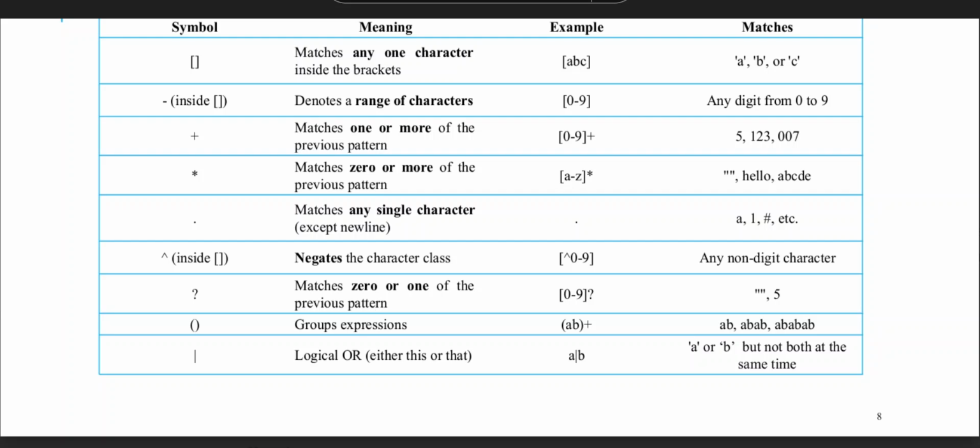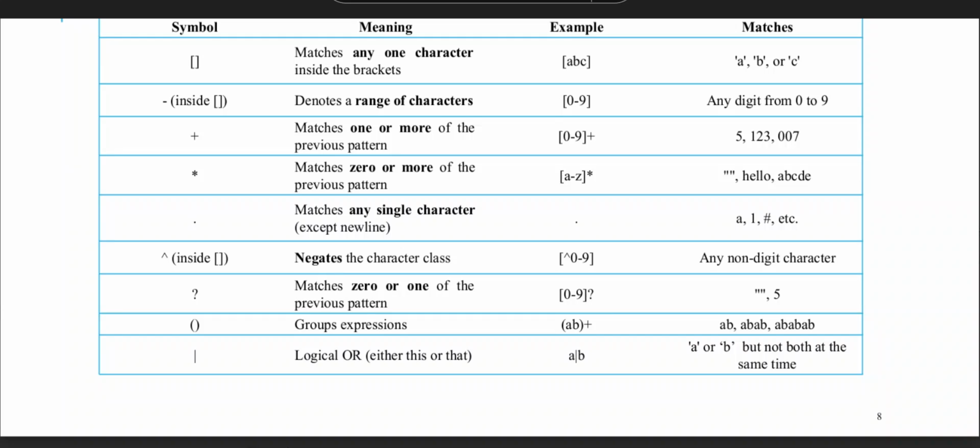Now, if we put a dash inside brackets, it's used to define a range. For example, inside square brackets 0-9, this means any digit from 0 to 9. Instead of writing inside square brackets 0, 1, 2, 3, 4, 5, 6, 7, 8, 9, we can just write inside square brackets 0-9, much shorter and cleaner.